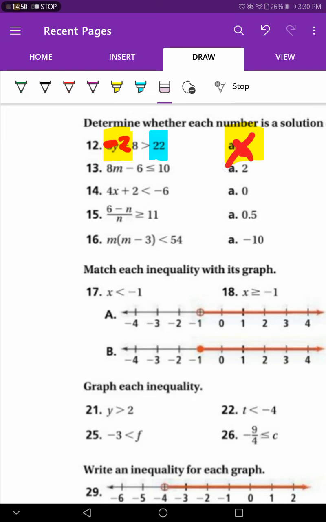Again, I put the 2 instead of the y. I do the left side here. 3 multiplied by 2 equals 6. 6 minus 8 equals -2. Is -2 greater than 22? No. So this is not the solution of the inequality.